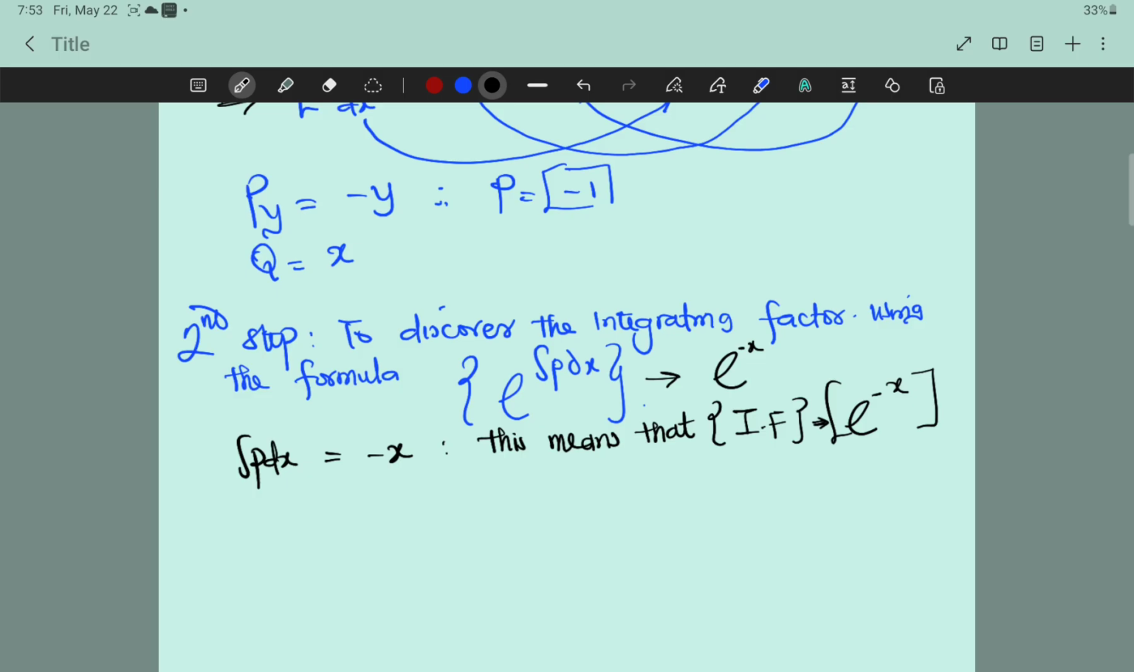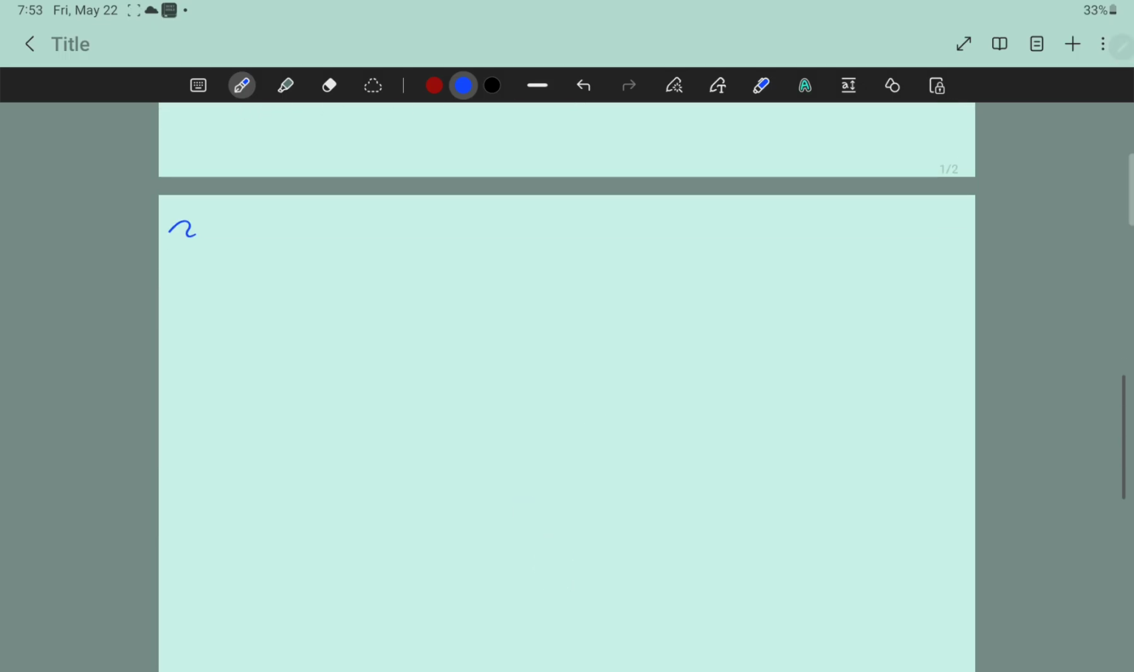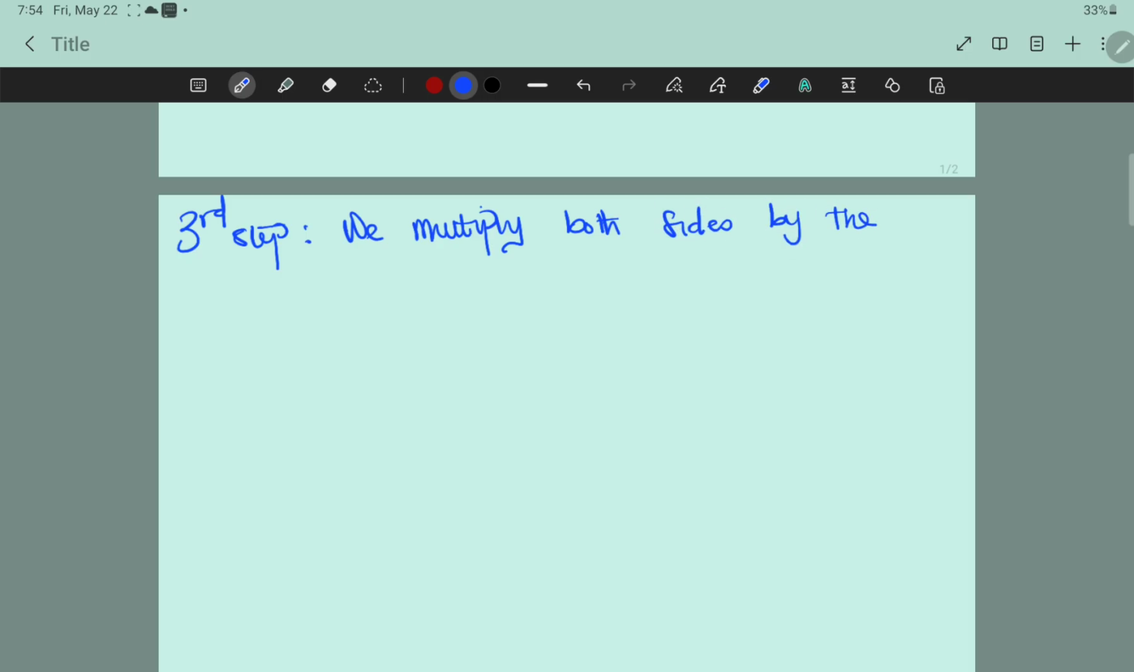Now, what is the next thing to do? Let's look at step 3 together. The third step, or the next thing to do, is to multiply both sides by the integrating factor.